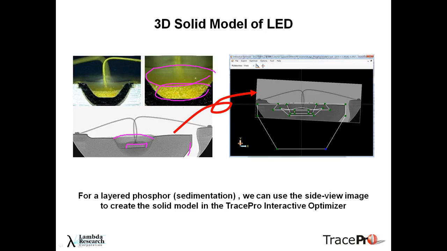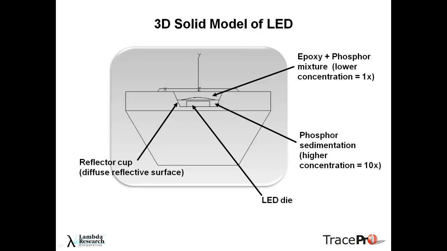And what was actually done in this is we used the 3D interactive optimizer, the sketch utility in the interactive optimizer. We took a bitmap image, this picture, inserted that into the optimizer, and used that to construct the geometry of all the different parts, and then sent that over to TracePro to be used as part of the model. A little close-up of that, where we see the reflector cup, the LED die, the fact that lower down in the cup, the phosphor, the sedimentation, has a much higher concentration than up at the top, that the phosphor tended to settle down to the bottom.